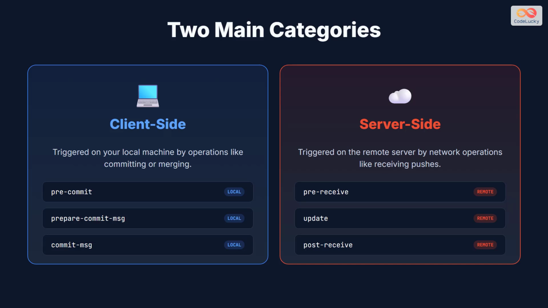Git hooks fall into two main categories. First, we have client-side hooks. These run on your local machine when you perform actions like committing. Second, we have server-side hooks. These run on the remote server when it receives code pushes.